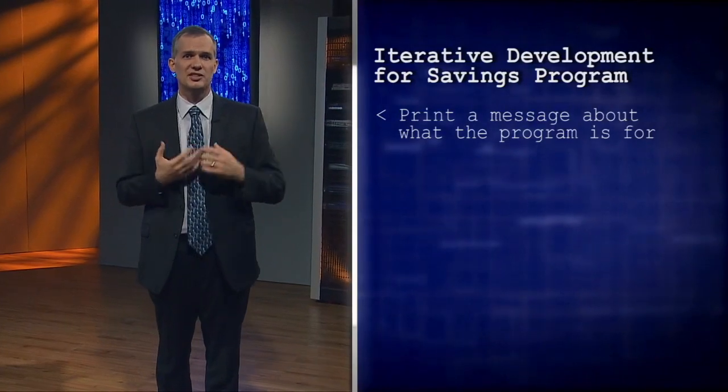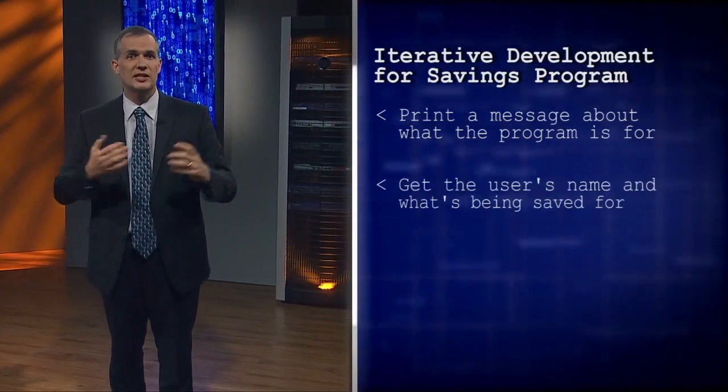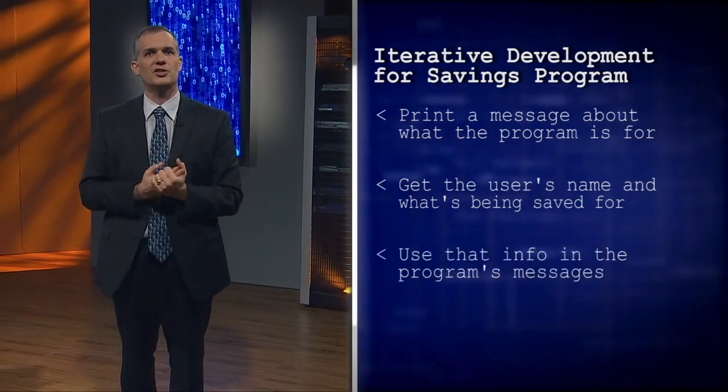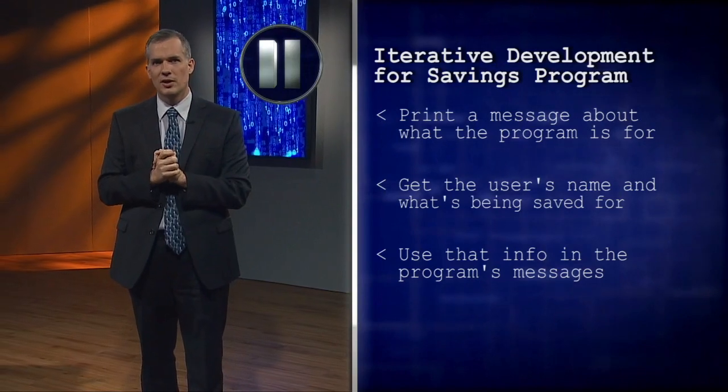Now let's try making some improvements to the code we have. We have a solid, stable base to work from, so let's build, pyramid style, on top of our previous code to create a more complex program. Let's say that we'd like to have a friendlier interface. For instance, let's say that we want to print a message about what the program is for, and get the user's name and what's being saved for, and use that information in our messages. How might you modify the program to do this?